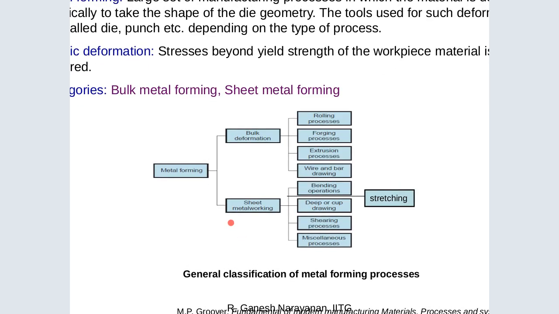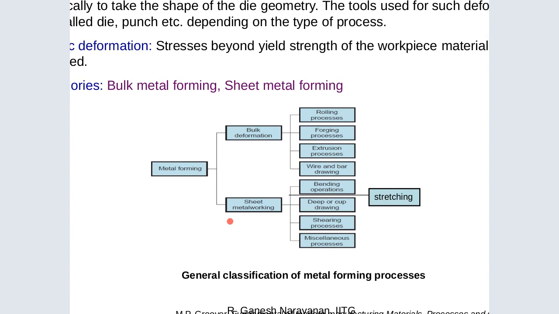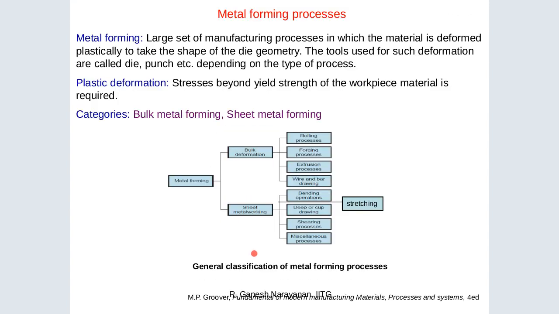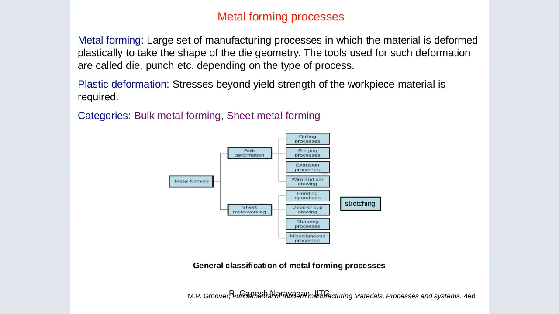That is, we have two categories, that is the bulk deformation and the sheet metal working. So the definition of metal forming processes is a large set of manufacturing processes in which the materials are deformed plastically to take the shape of the die geometry. The tools used for such deformation are called the die, punch, etc. We're going to look at these tools, and at how they do the metal forming process.